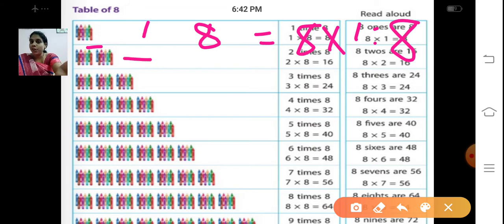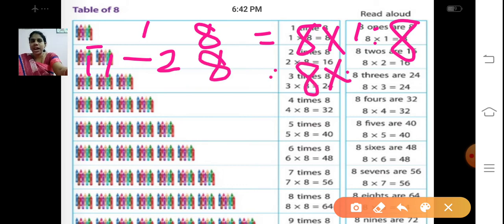Second one, how many groups do we have? 1, 2. Here we have 2 groups. In each group, how many crayons are there? You are going to count all the crayons. So 2 times 8. That means 8 twos are, count altogether all the crayons. 8 plus 8. After 8, 9, 10, 11, 12, 13, 14, 15, 16. So 8 plus 8 is 16. So 8 twos are 16. 8 ones are 8. 8 twos, we are going to add 2 times. 8 plus 8, 16. 8 twos are 16.